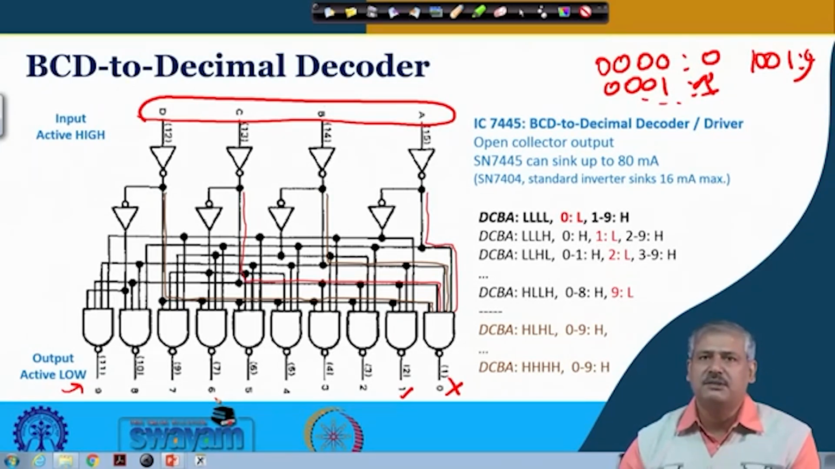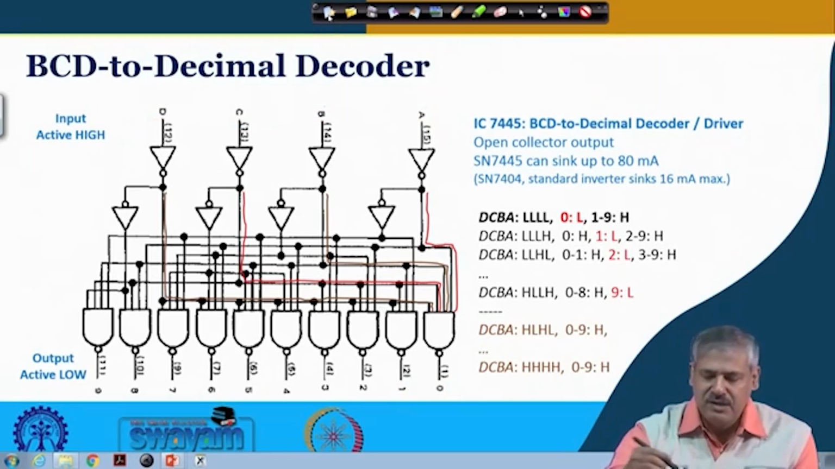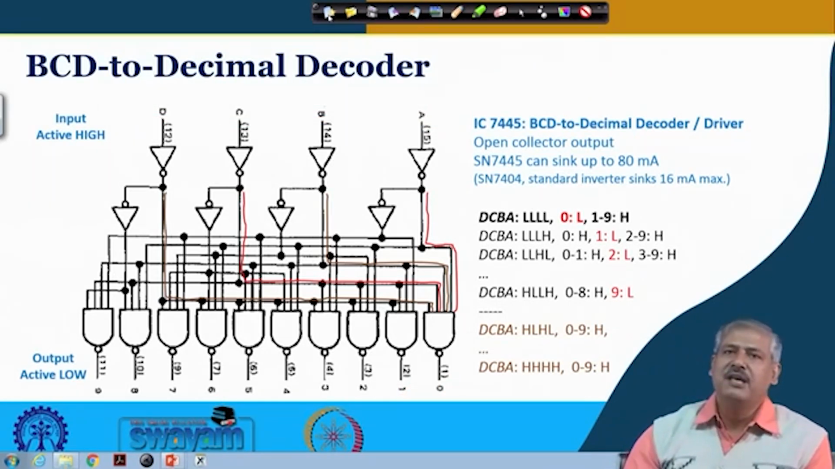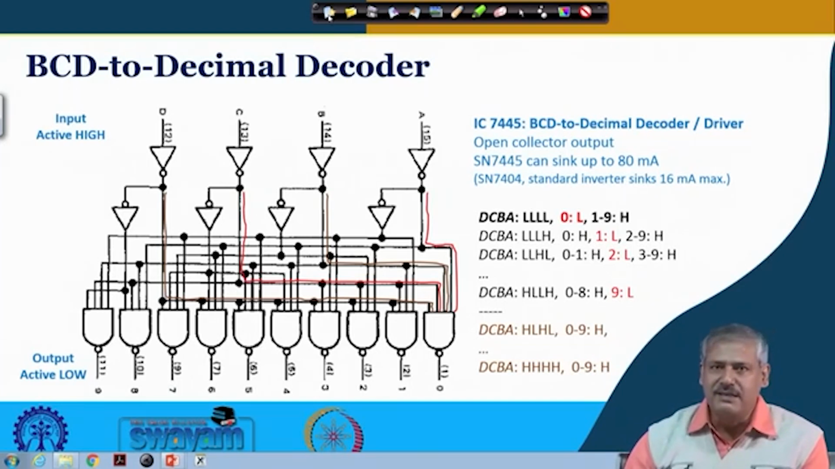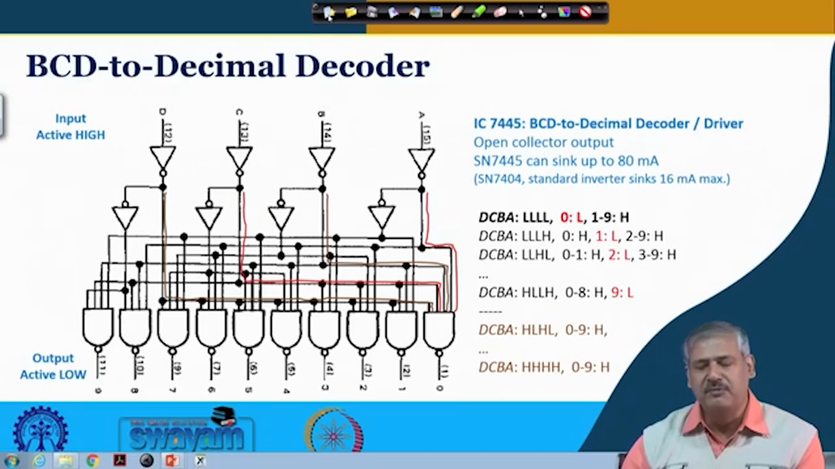This is useful because in a lot of applications we shall encounter these BCD numbers. For that, a standard integrated circuit chip is available, which is IC 7445. What the driver is, we shall see later. First we look at what is meant by decoding.